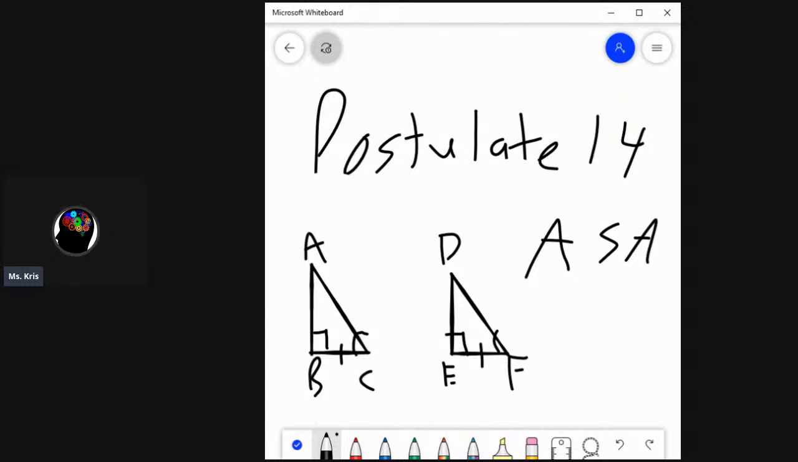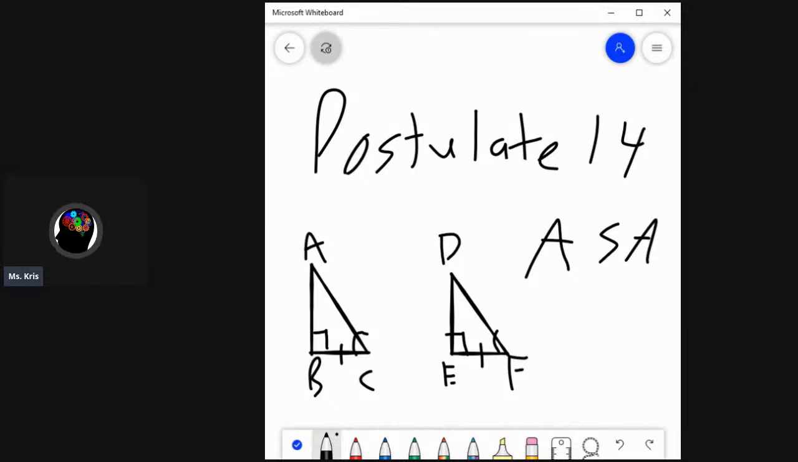And if you notice, in the angle side angle postulate, you have an angle on both sides with a side in the middle. So if the side is not in the middle or corresponding between the two angles, it is not considered angle side angle.